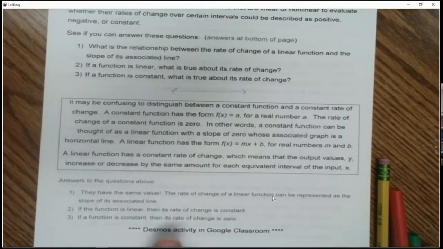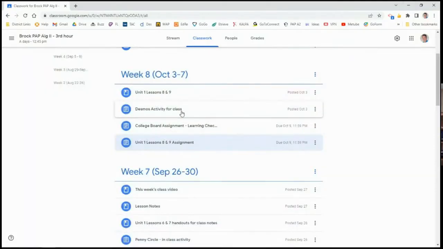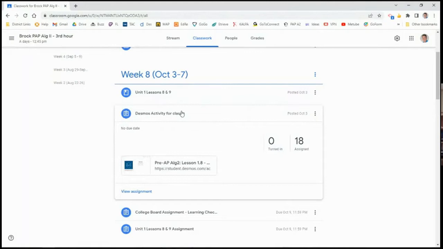But now I want us to go to this Desmos activity. I want you to go to Google Classroom and go to this Desmos activity for class in week 8 and click on the link.